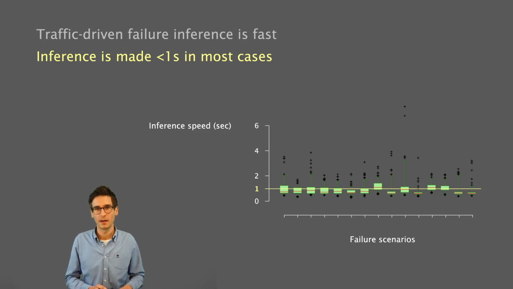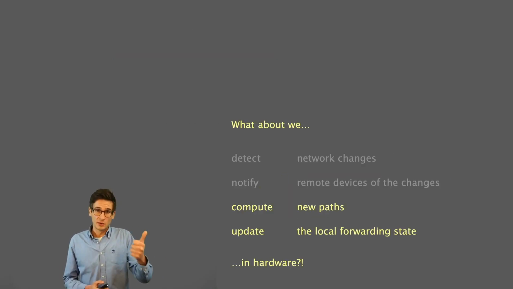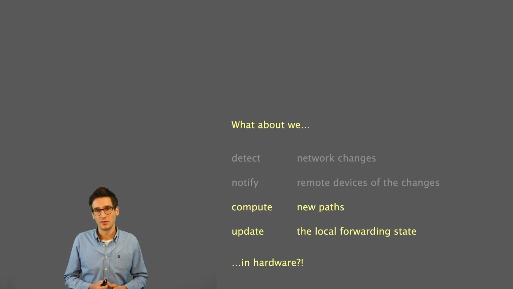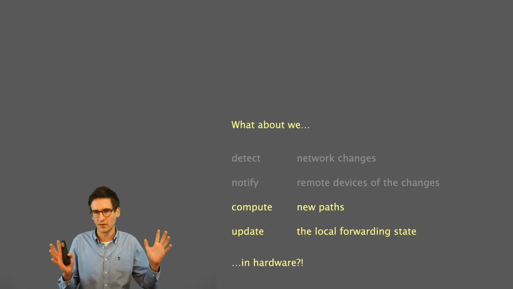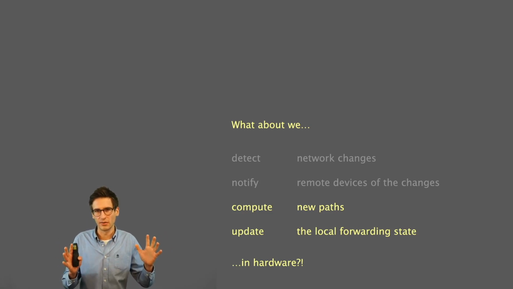So that was for detection, which was the first task I wanted to talk about. Let me now talk a little more briefly about the last 2, which are actually I think the hardest ones, the computation and the update. As I said, for notification, there is not much to do. You want to flood your messages on the entire network, and there are efficient flooding techniques that already exist. So nothing too fancy there.